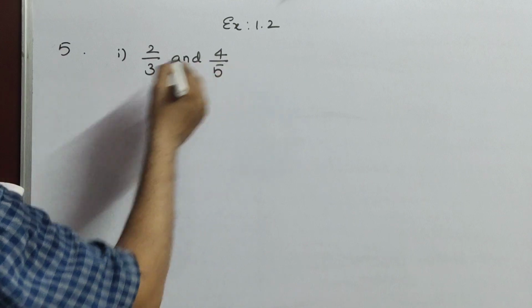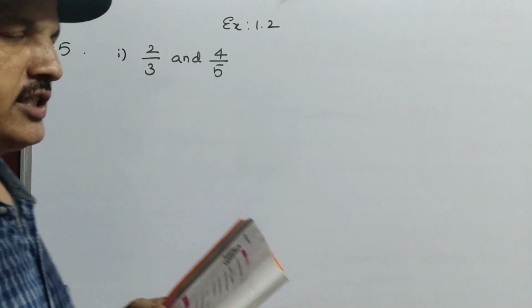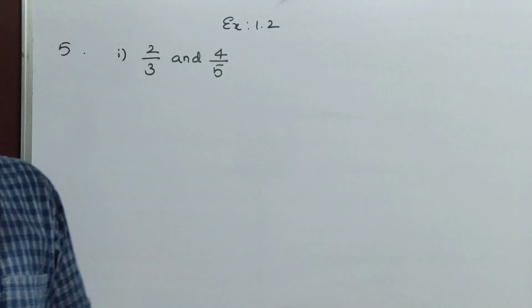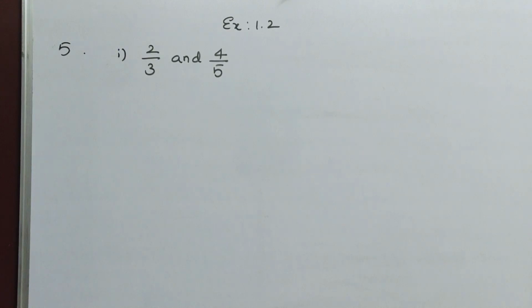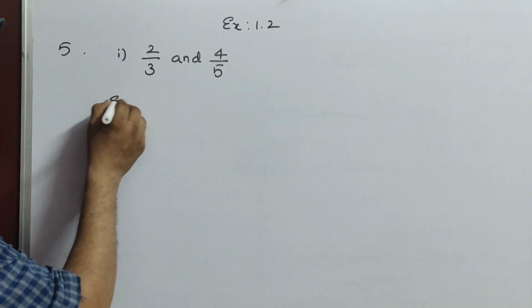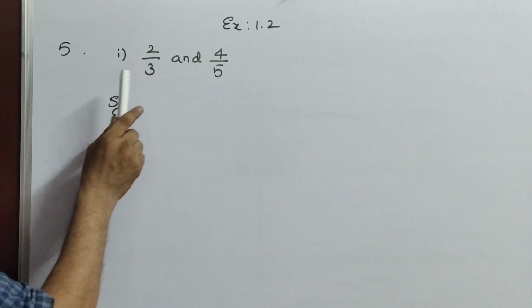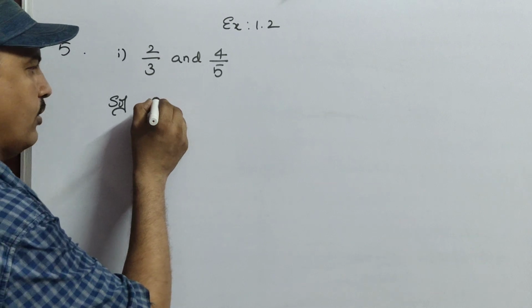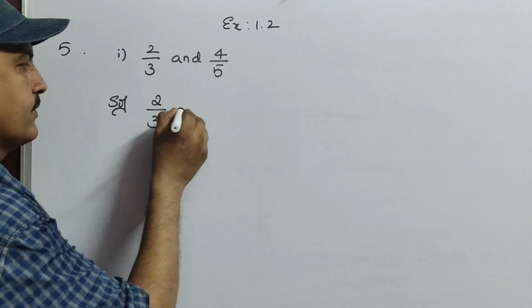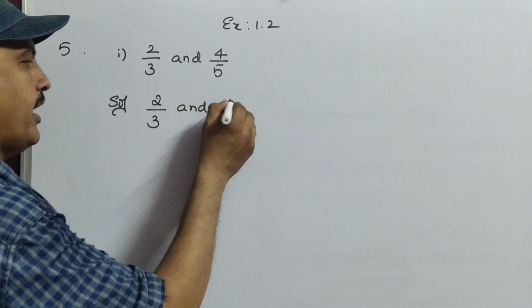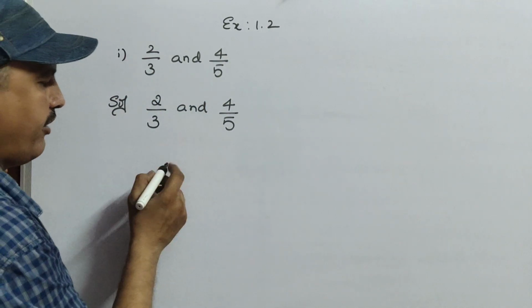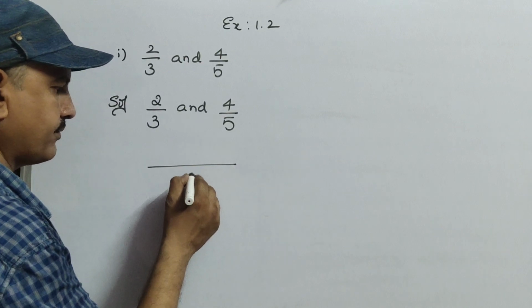What is the question he gave, you know? Find 5 rational numbers between 2 by 3 and 4 by 5. So he asked for 5 rational numbers. Now what is the first thing you have to do? The first thing you have to check is whether both the denominators are the same or not. Okay. So first write 2 by 3 and 4 by 5. Now for 3 and 5, the LCM is 15.